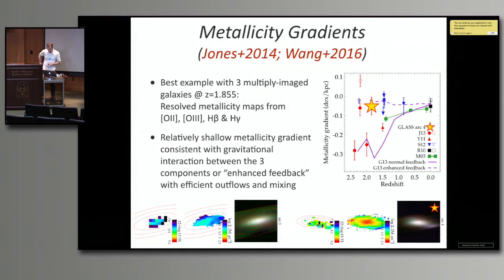And again, with this GLASS survey, Tucker Jones and Chen Wang have written nice papers looking at, again, these emission line diagnostic maps, but using them to measure metallicities and metallicity gradients in particularly bright lensed examples of these things. And so what Tucker finds is a relatively shallow metallicity gradient, which is consistent with some interaction between these things, or perhaps enhanced feedback that makes efficient outflows and mixes the material in these galaxies.